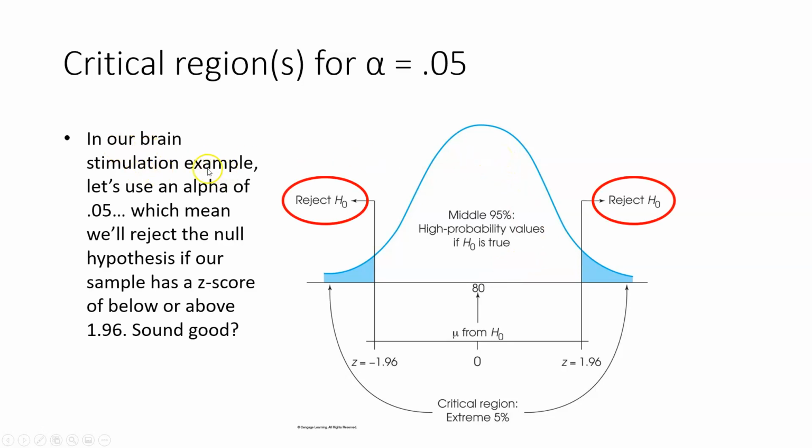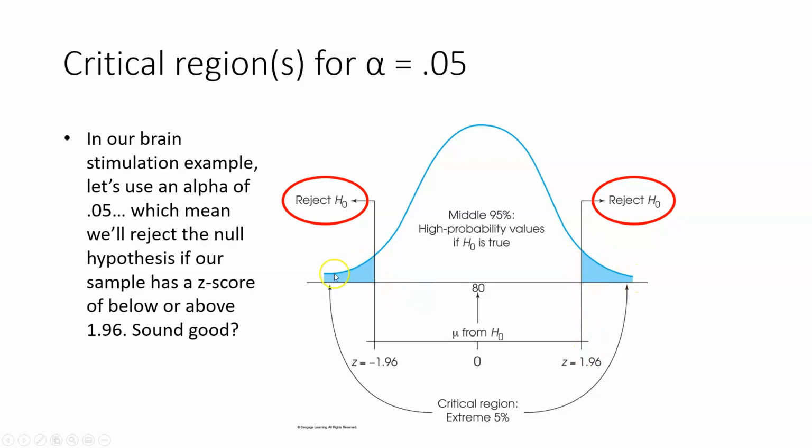So in our brain stimulation example, we're going to use this alpha of 0.05. And we're going to reject the null hypothesis if the sample has a z-score that is below negative 1.96. And we're going to reject the null hypothesis also if it has a z-score that's above 1.96.